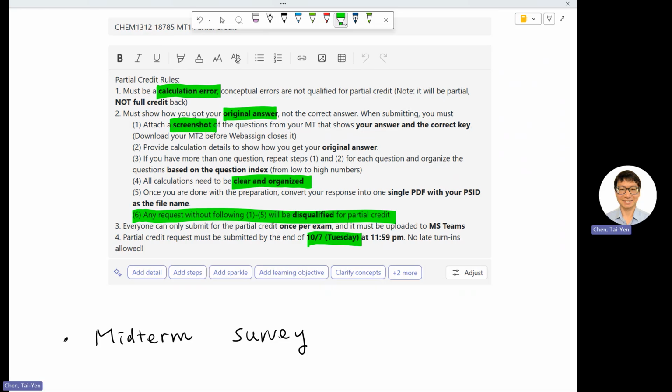So make sure you mark your calendar. Sorry, October 7th, which is a Thursday, midnight, is the deadline. You can turn it in until then. So that's pretty much it for the partial credit. Any questions?